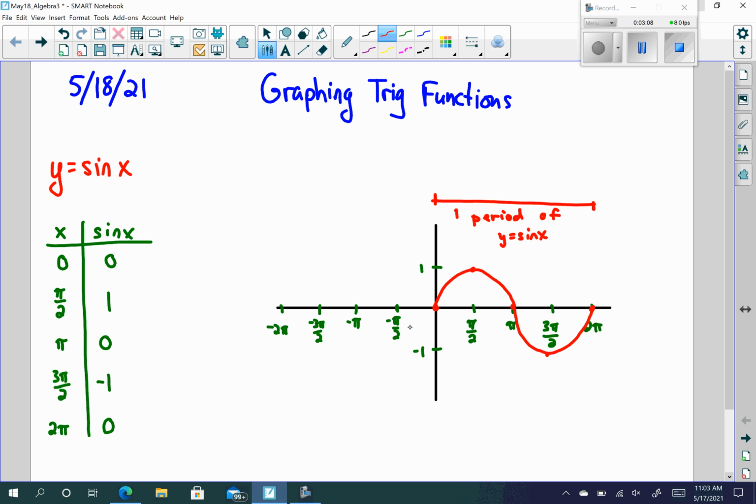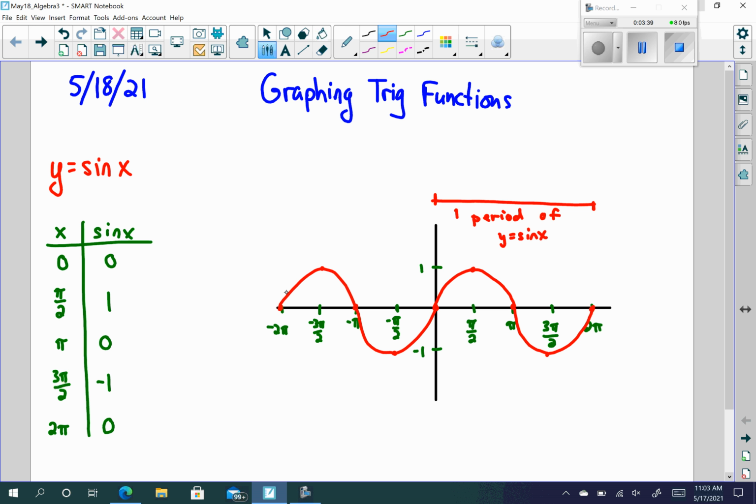Now negative pi over 2, that's going down to 270, but in a clockwise rotation, so that would be at negative 1. Negative pi is the same as pi here, so we're back at 0. Negative 3 pi over 2 would take us in a clockwise rotation up to pi over 2, so that would be at positive 1, and then we're back down at 0 at negative 2 pi. So then another full cycle or period would look like this. And the graph continues.